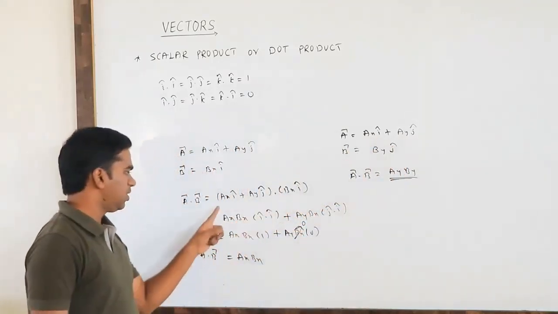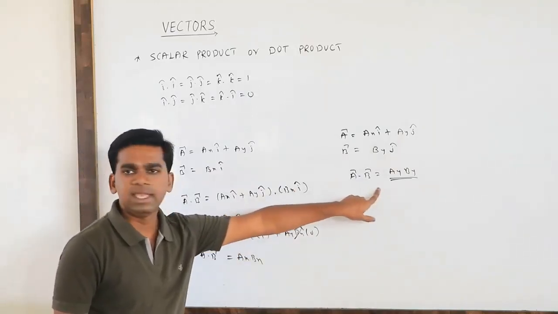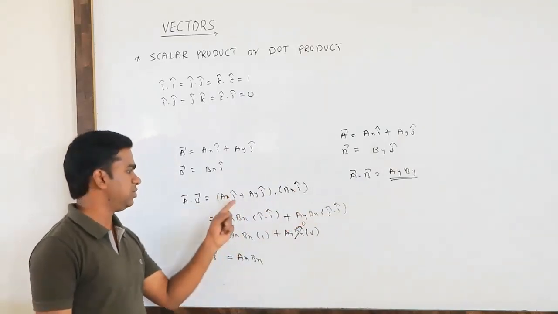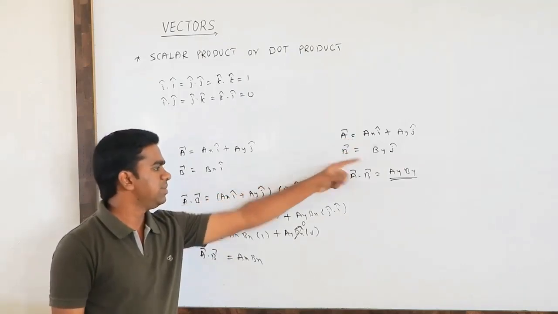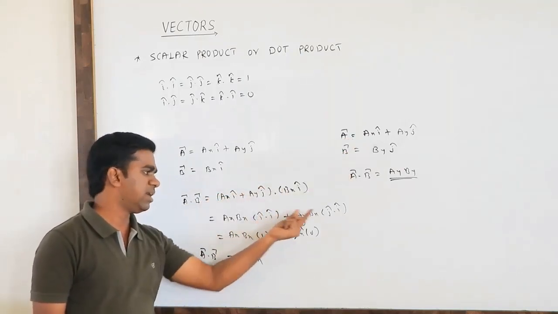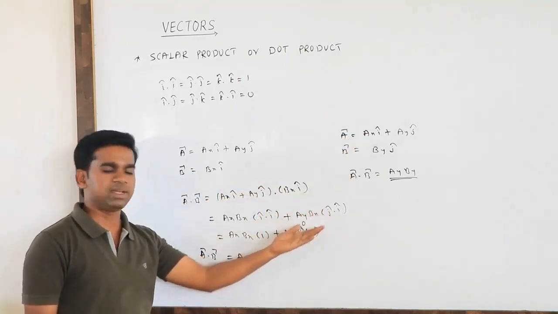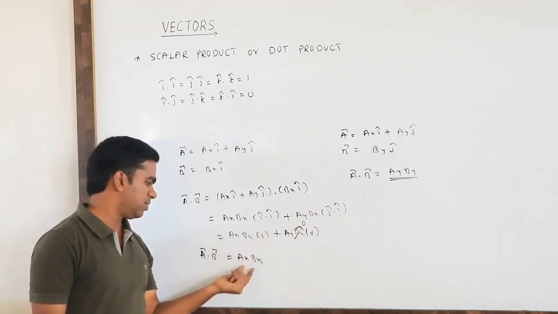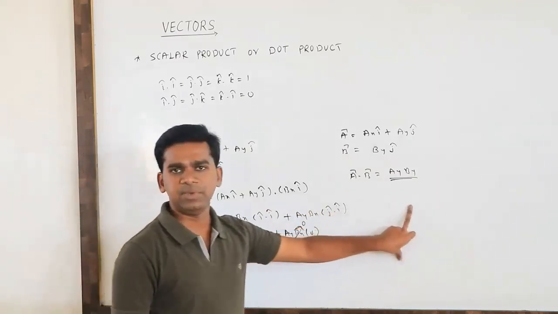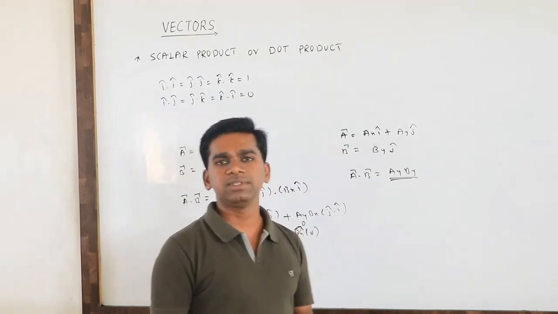You can do it like this. Again you will get AY BY. You just take AX and BX, take the dot product, and wherever I dot I comes, J dot I comes, you find the values. You will get AY BY. So these kinds of questions may arise.